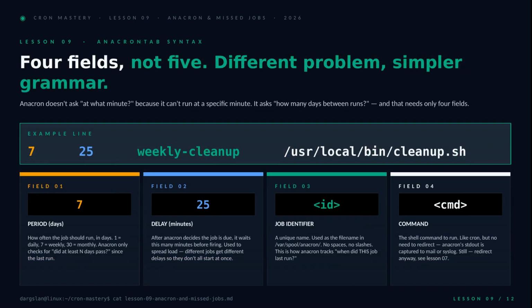So if Anacron is solving a different problem, it follows that its syntax looks different too. 4 fields instead of Cron's 5, and the first one isn't a minute, it's a period in days. Take this example. 7 says run weekly, 25 is the delay in minutes after Anacron decides the job is due, handy for staggering load at boot. Then a job identifier, which Anacron uses as a file name in /var/spool/anacron to remember when this job last ran, and finally the command itself. Notice what's missing. No minute, no hour, no day of week. Anacron simply doesn't care about clock precision.